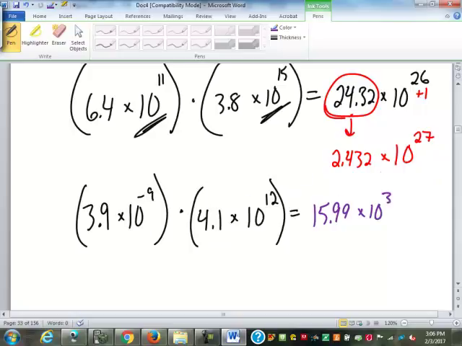Positive 3. And of course, this changes to what? 1.599 times 10 to the 4. This number got smaller, so the power gets larger by 1. Perfect.